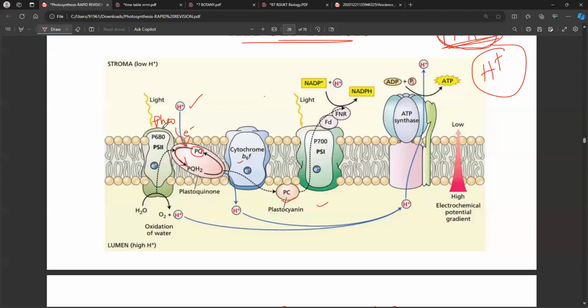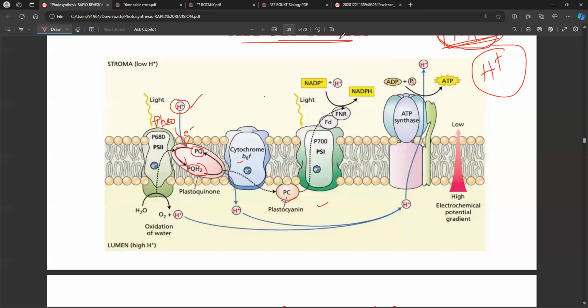Who donated the electron? Pheophytin donated. Then plastoquinone has to take the proton from somewhere. From where is it taking the proton? Undoubtedly, it is taking the proton from the stroma. Then plastoquinone is reduced to PQH2. Don't get confused with that one.